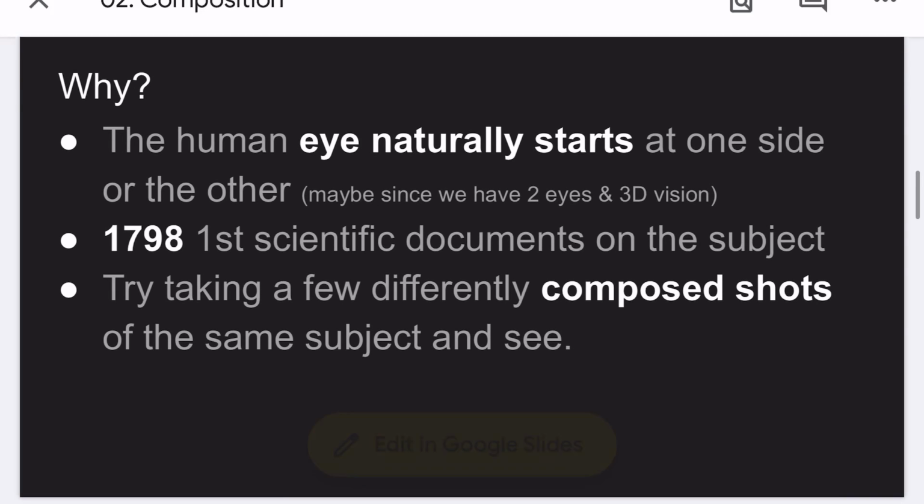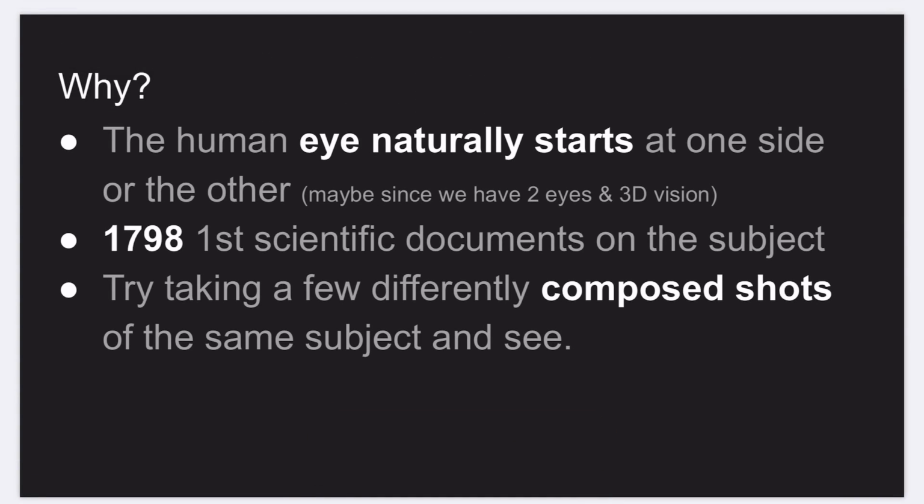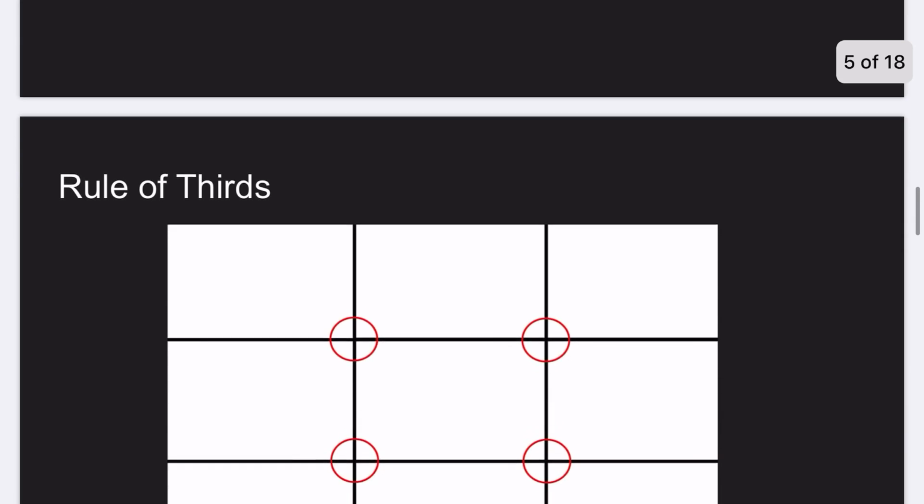What is the point? So the human eye naturally starts on one side or the other, maybe because we have two eyes and three-dimensional vision, I'm not sure. Scientists have tried to document on the subject to prove that point a long time ago. So we're going to try and take differently composed shots of the same subject and see. We're going to start off with a standard thoughtless photograph, and then we're going to be looking at different compositional elements afterwards.